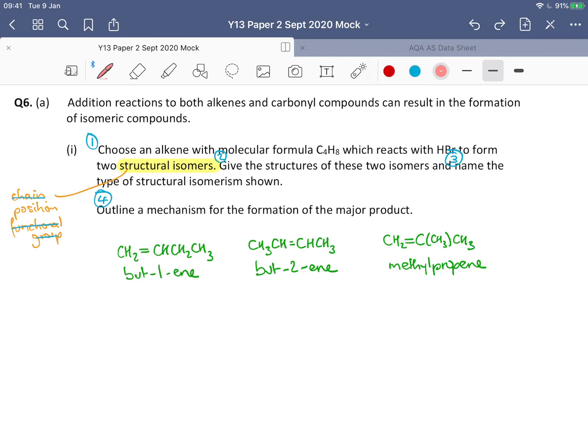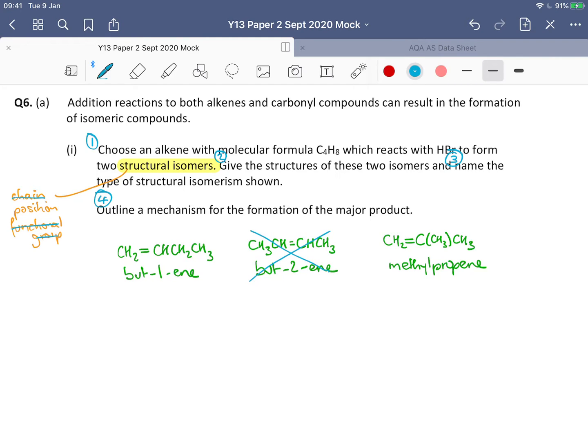If we look at but-2-ene, it could be that carbon, or it could be that carbon. Now, we've got to be careful because we would count so that we had that position as the lowest number. So if it was here, it would be the second carbon. And if it was here, it would also still be the second carbon. So that would not lead to two different structures. That would lead to the same structure. So for me, that has ruled that out.